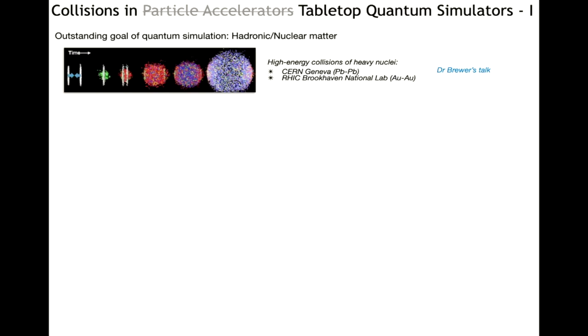Now that you have a way to encode your quantum field theory, if you wish, on your Rydberg atom chain, the question is, what kind of physics can we simulate? As you heard in the previous talk by Dr. Brewer, one very interesting thing to do with quantum field theories is to study collisions between particles.